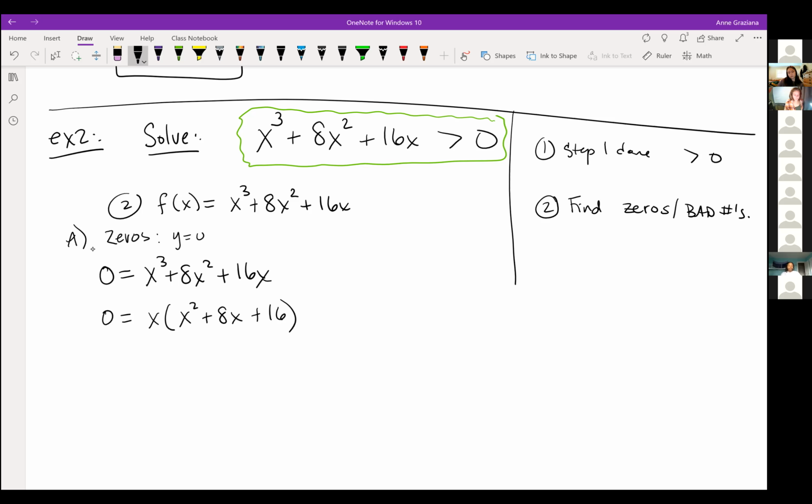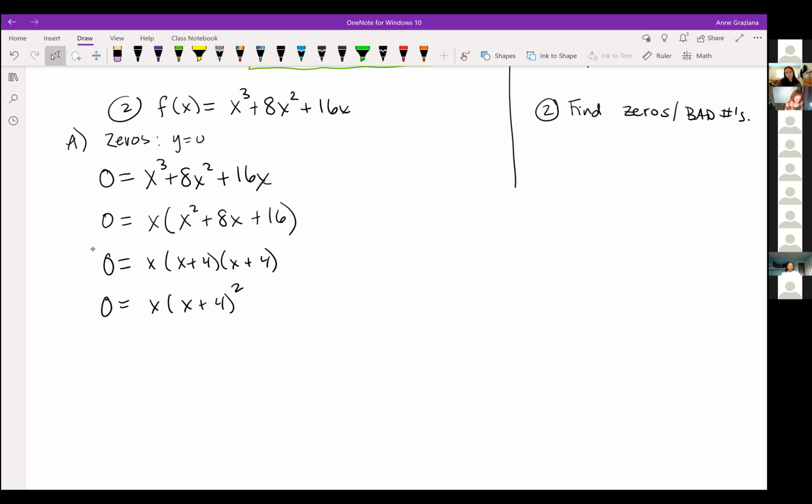Because I don't want to complicate this with the quadratic formula, this does factor. It's going to be x times x plus 4 times x plus 4, which is 0, so x times x plus 4 squared. Now I still have to find the zeros. So x is equal to 0 and x plus 4 is equal to 0, and so x is -4. So here are my 2 zeros.